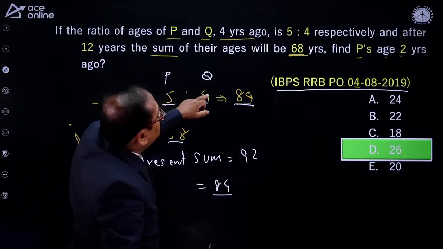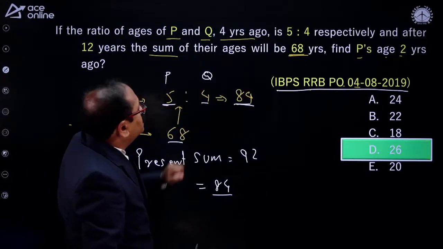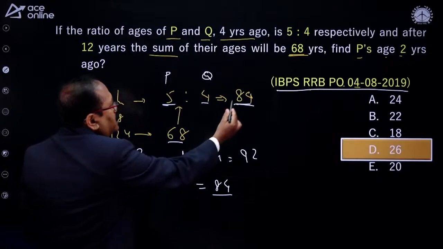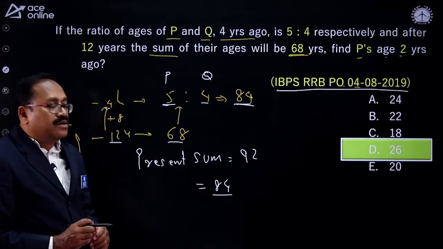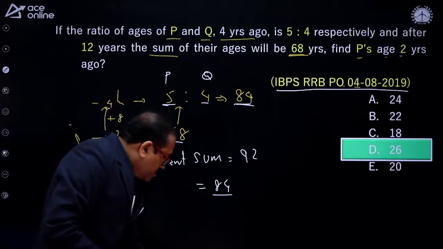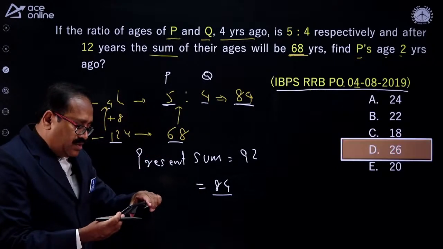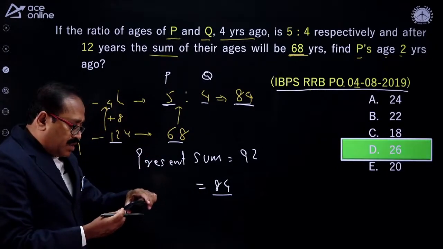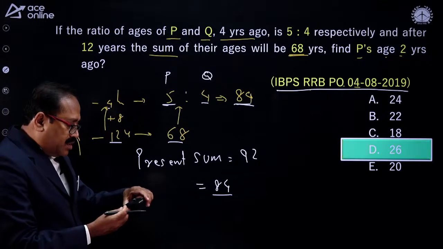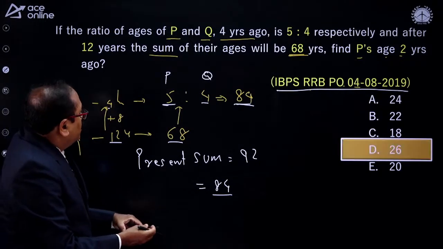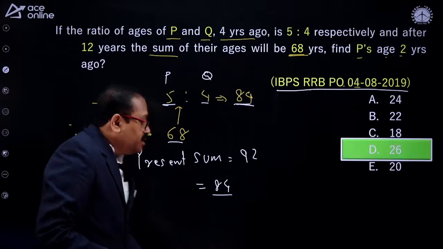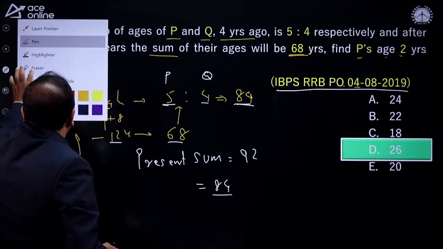So is that ratio, did I correctly write? 5 is to 4. It is not getting divided. Achha, okay. So, are you getting the answer, sir? 22 years. Present sum is 44. Acha. Okay, that's right. That's right. So, thank you for correcting me.